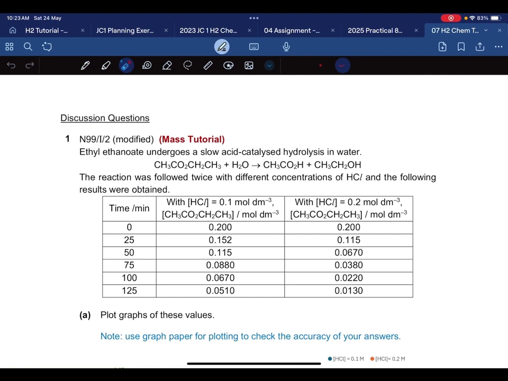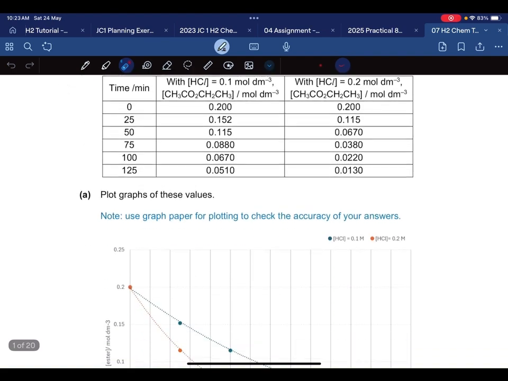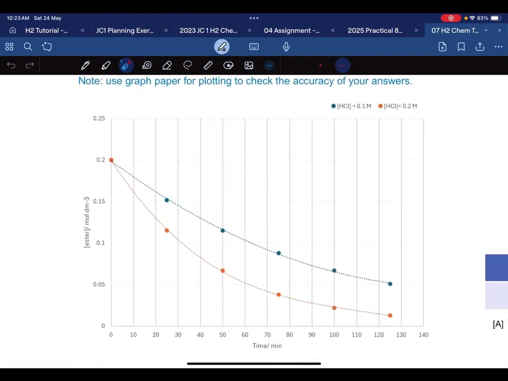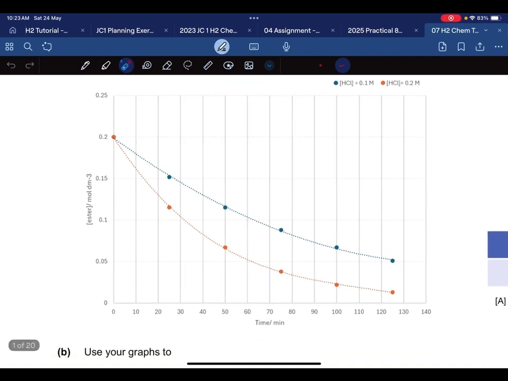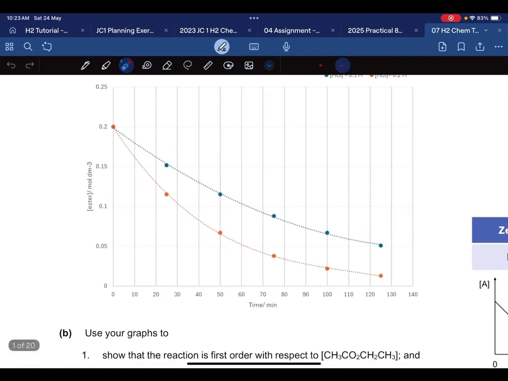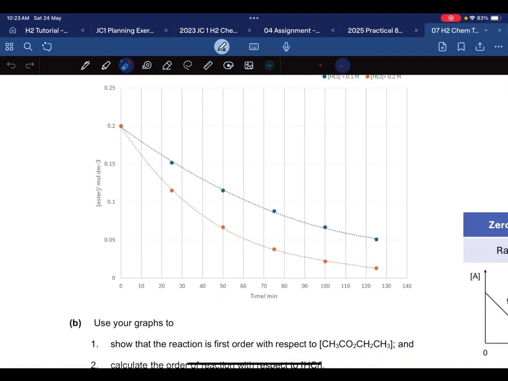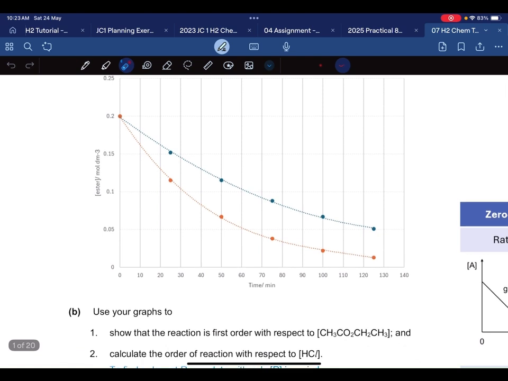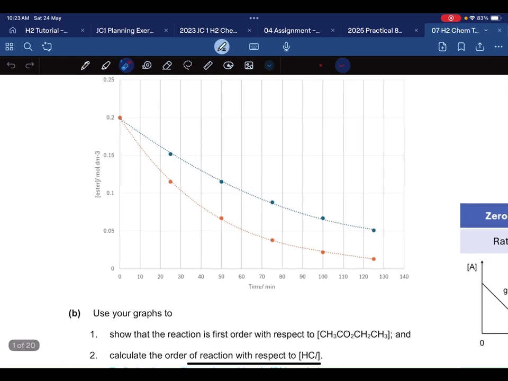So we can plot a concentration of ester time graph using this data. Now to check the accuracy of your answer, you are advised to use a graph paper for plotting. So this is my plotted graph. We want to use the graph to show that the reaction is first order with respect to the ester, and also to calculate the order of reaction with respect to HCl.